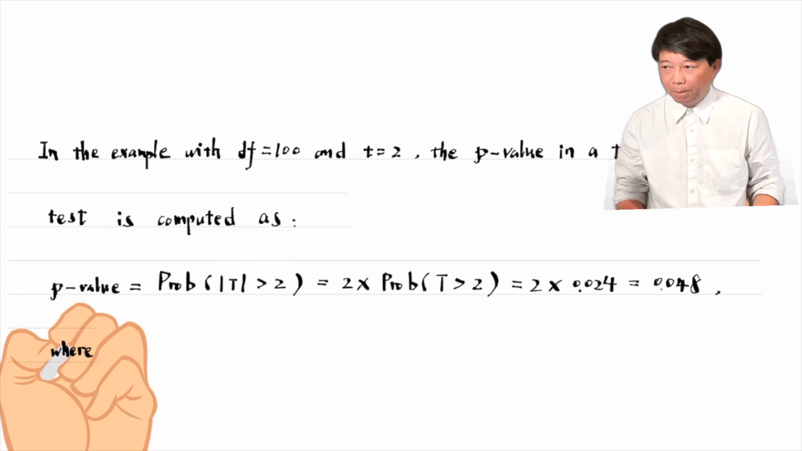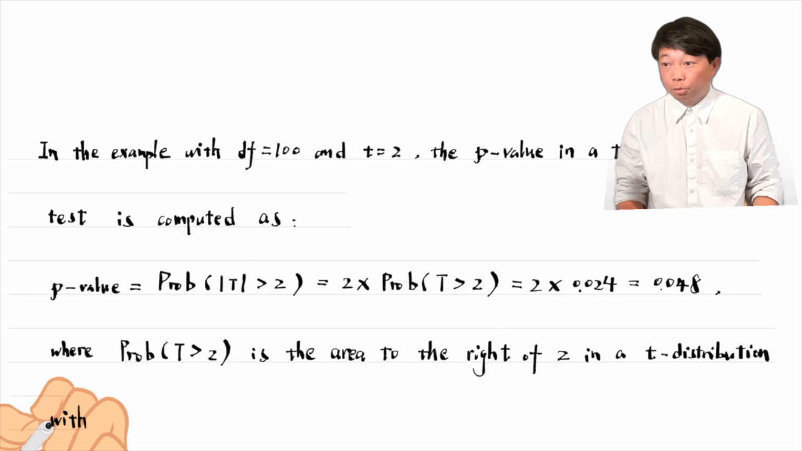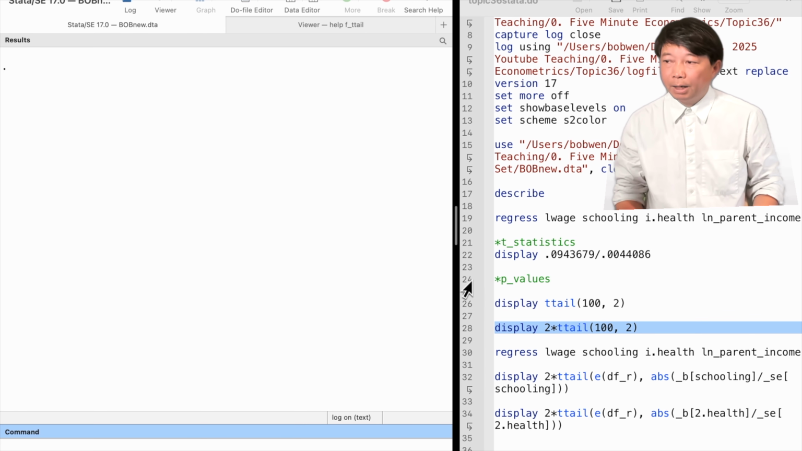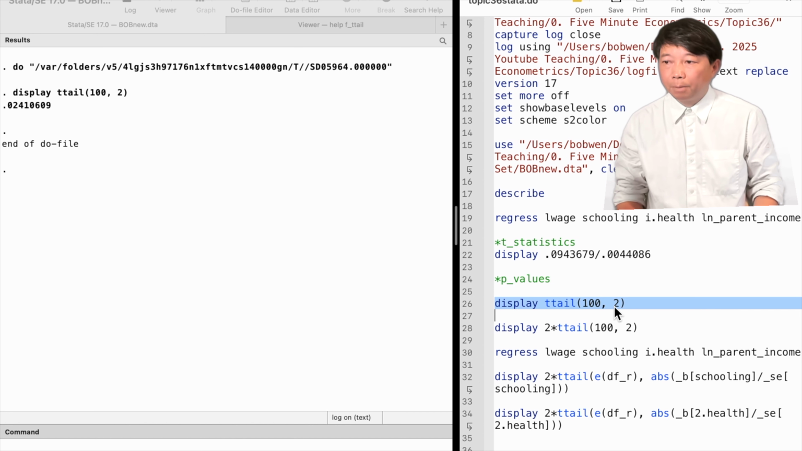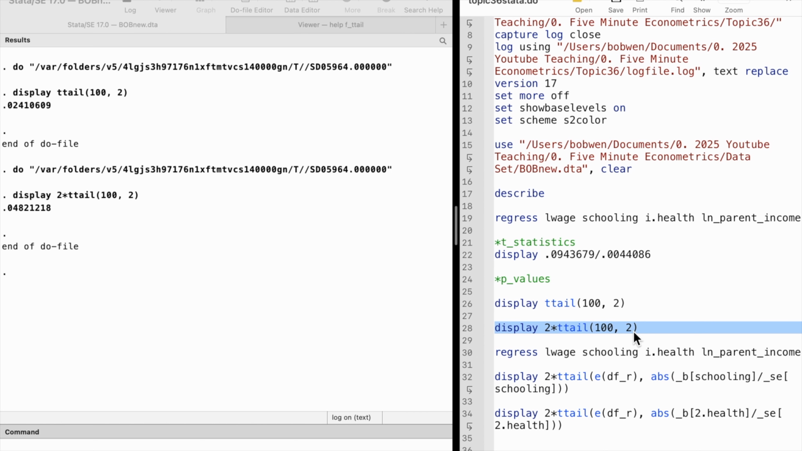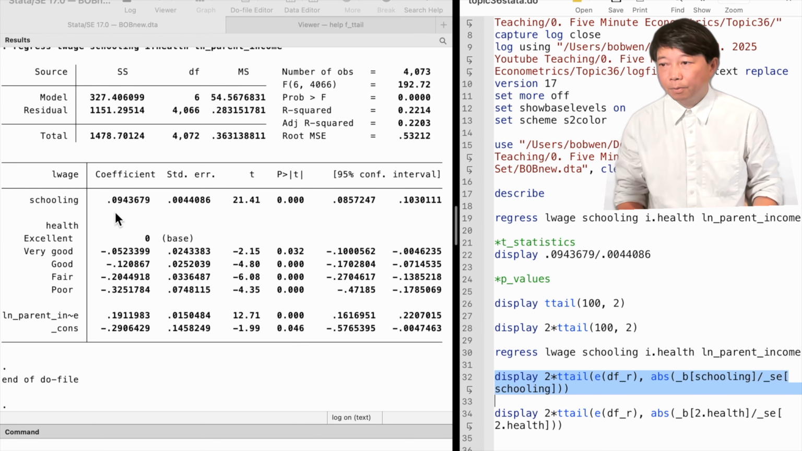Where the probability of t greater than 2 is the area to the right of 2 in a t-distribution with 100 degrees of freedom. It can be computed in Stata using the t-tail function. Here are the formulas of the p-values for the 1-tailed t-test and for the 2-tailed t-test. Stata automatically reports the p-values for a two-tailed t-test for all OLS estimates after regression.